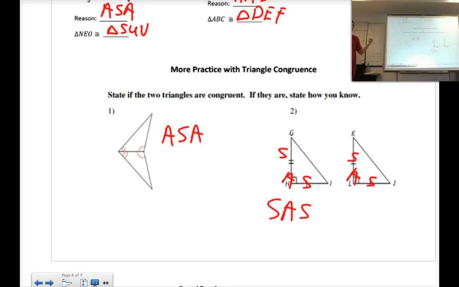Okay, because remember you have to have information about the hypotenuse. It has to have the tick marks on it. And remember the hypotenuse is the side across from the right angle. So it would have had to have a mark that said GI is congruent to KJ. Okay, that's the only reason why you could use hypotenuse leg. Okay?